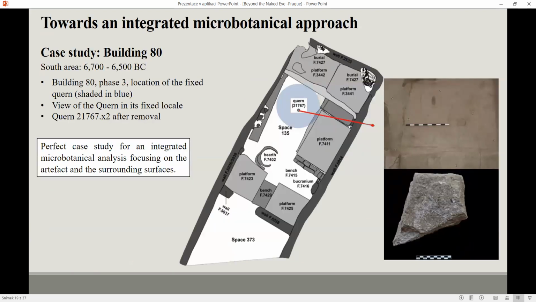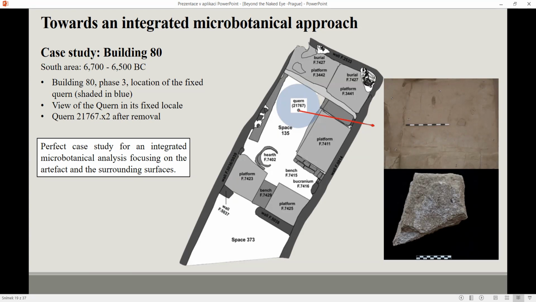So based on this potential, we decided to perform an integrated microbotanical approach based on an artifactual and spatial approach. And for this task, we focus on a case study, building 80. I have to mention that the study is way larger. We include more artifacts, we include other buildings, but today I just want to focus on Building 80. Building 80 is located in the South Area. It was inhabited between 6,700 and 6,500 BC.